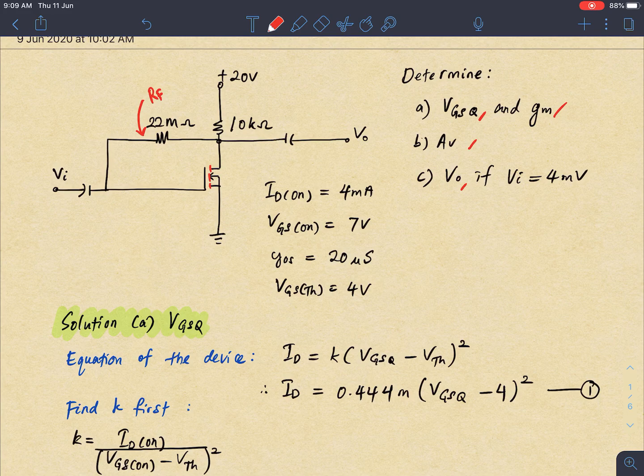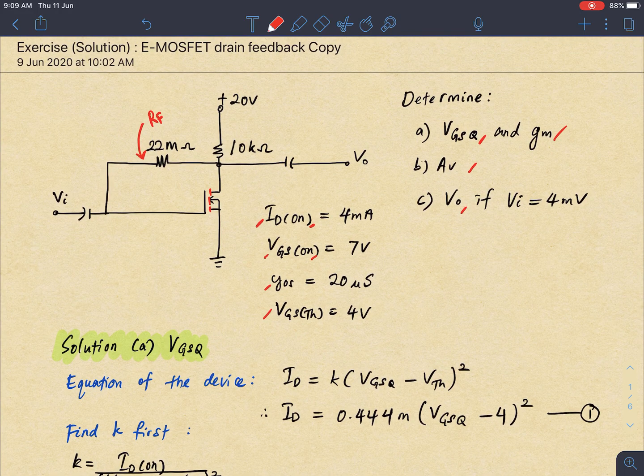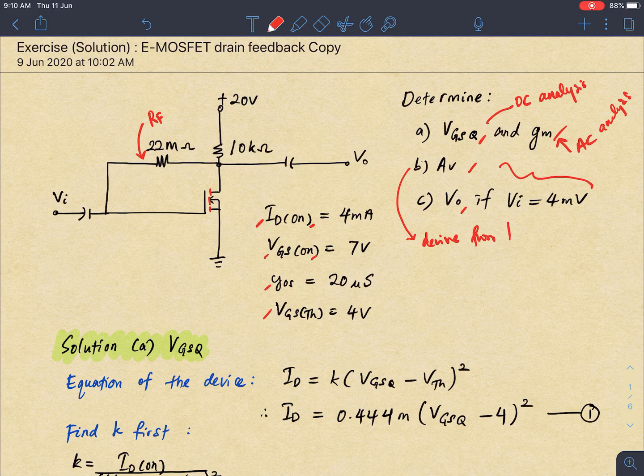The information given to solve this question is ID on, VGS on, Vos, and VGS TH. To get the answer for question A, VGSQ, we use DC analysis. Then gm is AC analysis. For the Av until Vout, all are AC analysis. But for question B, you do not only calculate the voltage gain value, you have to derive it from the circuit.